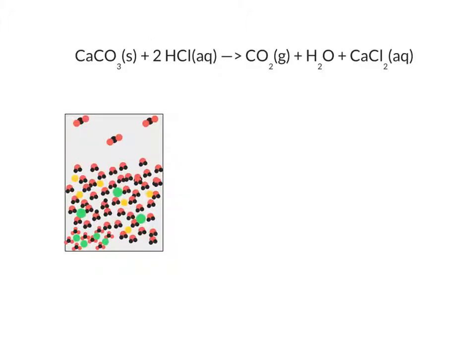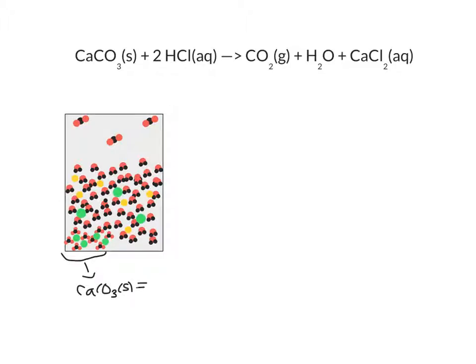Now that we have an understanding of activities, we're ready to see how we can use those to write a mathematical expression for the reaction quotient or the equilibrium constant. To do that, we're going to use this example of a reaction between calcium carbonate solid and aqueous HCl to form CO2 gas, water, and aqueous calcium chloride. Let's take a moment to visualize what that equilibrium system would look like once it comes to equilibrium. We can see that we have a little chunk of calcium carbonate solid on the bottom of the beaker.